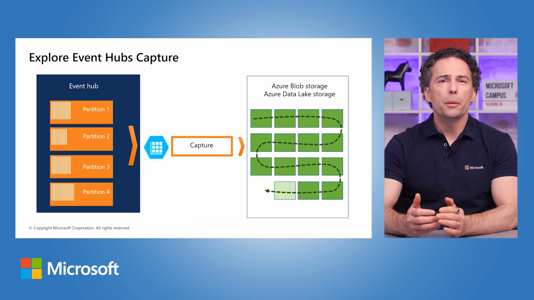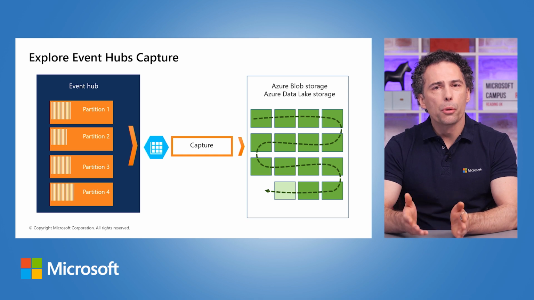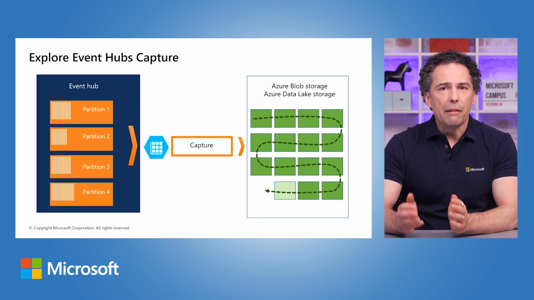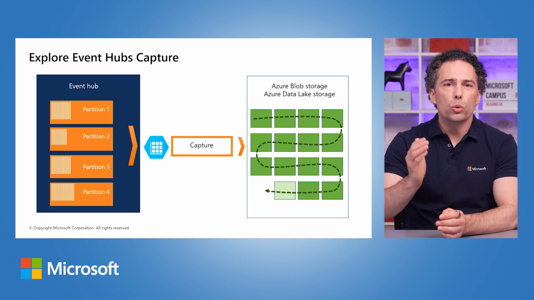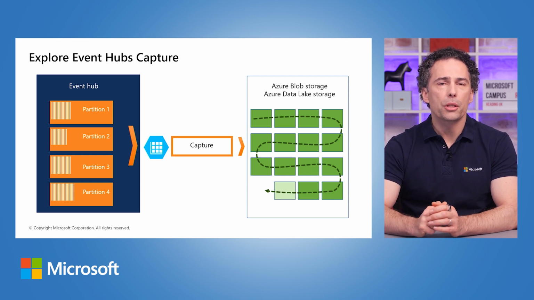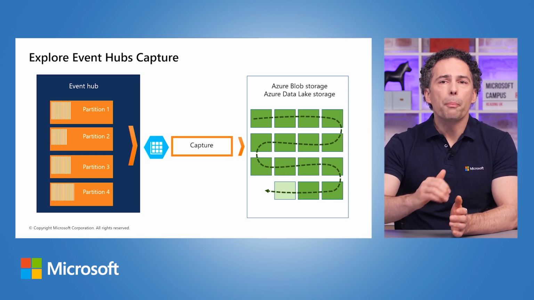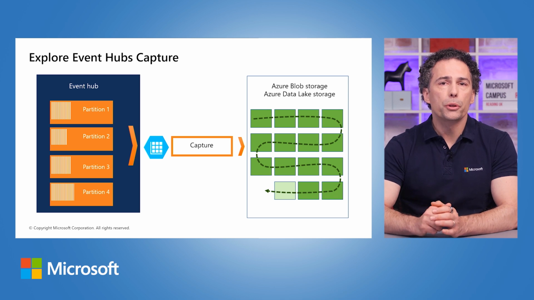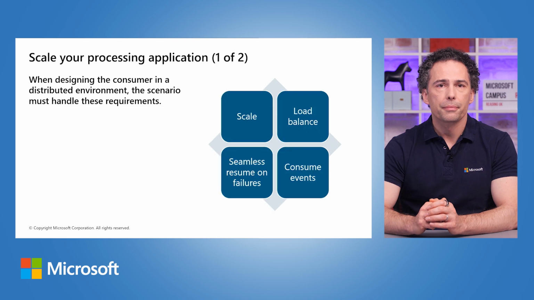You might be concerned about capture impacting your throughput, but there's no need. Event Hubs Capture copies data right from the internal Event Hub storage, avoiding using up your egress quotas for throughput units and leaving your egress for other processing readers.